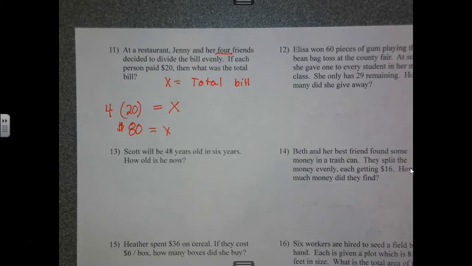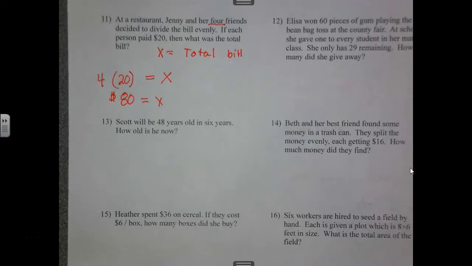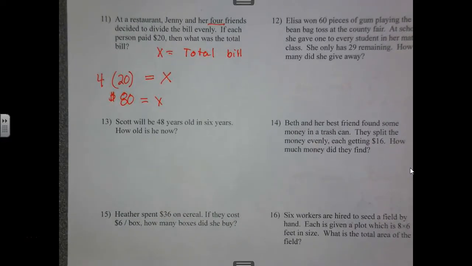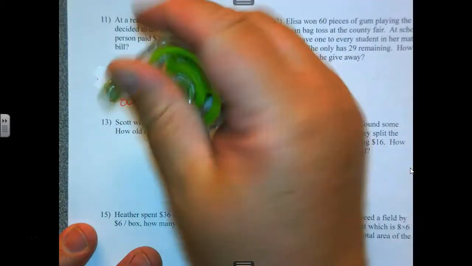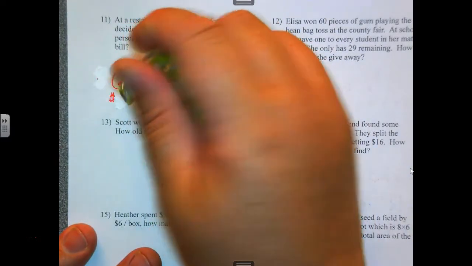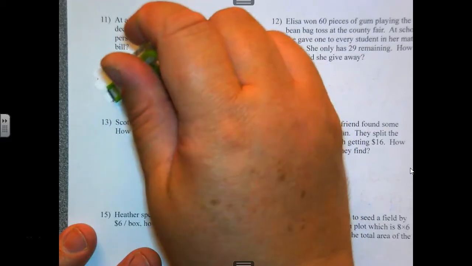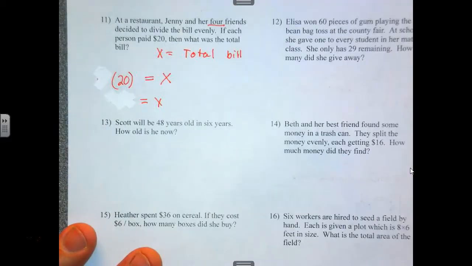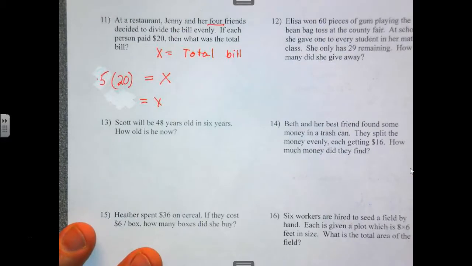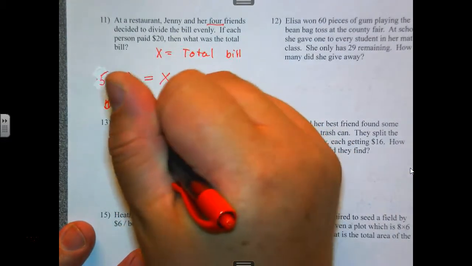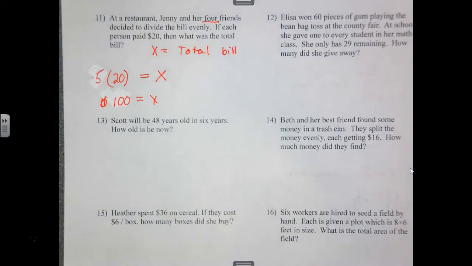Wow, that's a pretty expensive lunch. Ooh, good catch. If it's Jenny and her friends, it would be 5. I forgot Jenny. Poor little Jenny. So her 4 friends, including herself, would be 5. It would be $100. Thank you. I appreciate you pointing out my mistake.